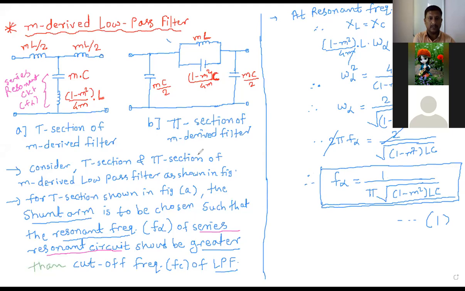Once again, let us read what we discussed. We started the m-derived low pass filter. What are the changes in the diagram? You can observe the changes in the names of those elements which are present in the m-derived low pass filter. Considering the T section here, there will be a modification in the shunt arm. We have to choose it such that the resonant frequency f alpha of that series resonance circuit should be greater than the cutoff frequency of the low pass filter.